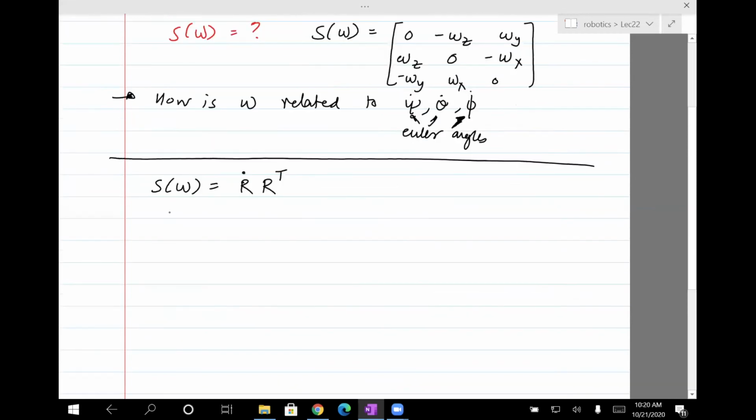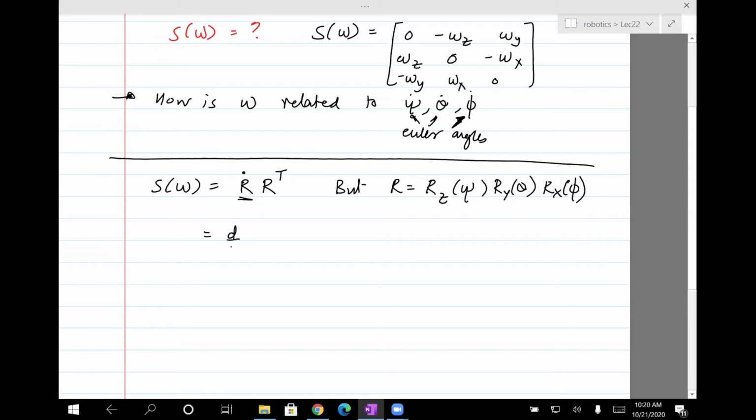So what's R? R is RZ psi, RY theta, and RX phi. This is something we wrote down in the last class. So what I need to do now is take this expression, put it in here, differentiate, and then do the math. So let me just do that.